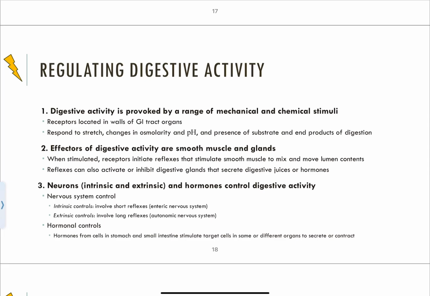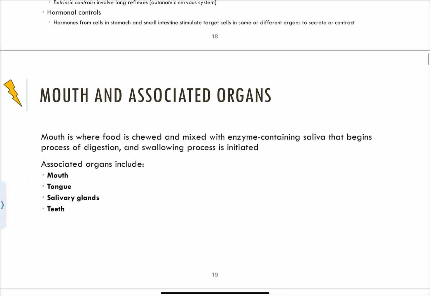And we also have neurons, both intrinsic and extrinsic, as well as hormones that control digestive activity. So our intrinsic controls, again, these are going to involve the short reflexes. And if we're talking about extrinsic controls, those are going to involve long reflexes. Additionally, the cells that line our stomach and our small intestine, or some of the cells, can produce hormones. And when these cells are stimulated, they can release the hormones or the products to the interstitial fluid in the extracellular space itself. And then the blood and interstitial fluid distribute these hormones to the target or effector cells, either in the same organ, or those hormones can act at different digestive tract organs.